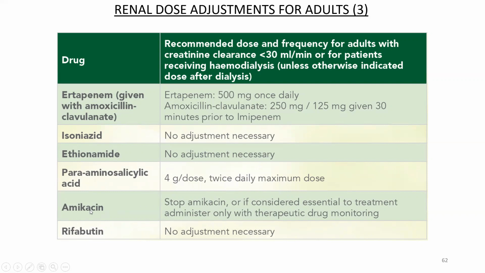Amikacin, you stop it because it's very toxic when it comes to the kidney. It causes problems in the kidney, so it's avoided. You stop it when you have a creatinine clearance of less than 30. Rifabutin, no need for any adjustment.